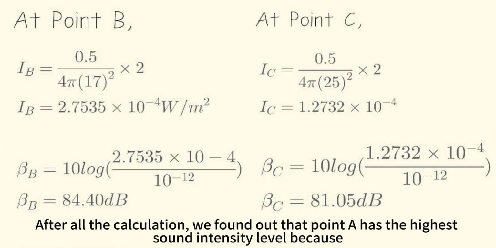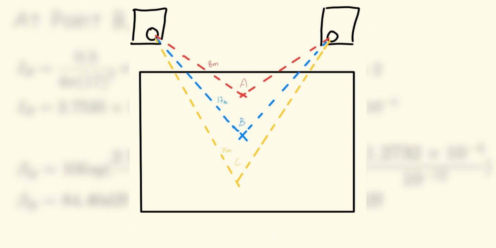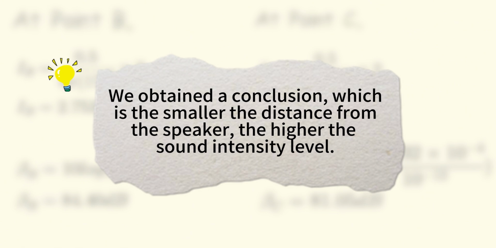After all the calculation, we found out that point A has the highest sound intensity level because it is the nearest location to the speaker. In comparison with point A, the location of point C is farther. We obtain a conclusion: the smaller the distance from the speaker, the higher the sound intensity level.